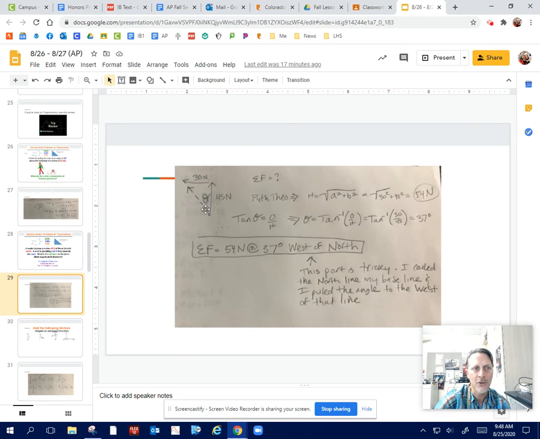But notice I drew my angle here. This is my baseline that's already lined up with my north, east, south, west quadrants. And so if I take my north line and I pull my angle toward the west, then I'm going to report this as west of the north line. Okay, so that's how we report an angle like that to make sense of it.